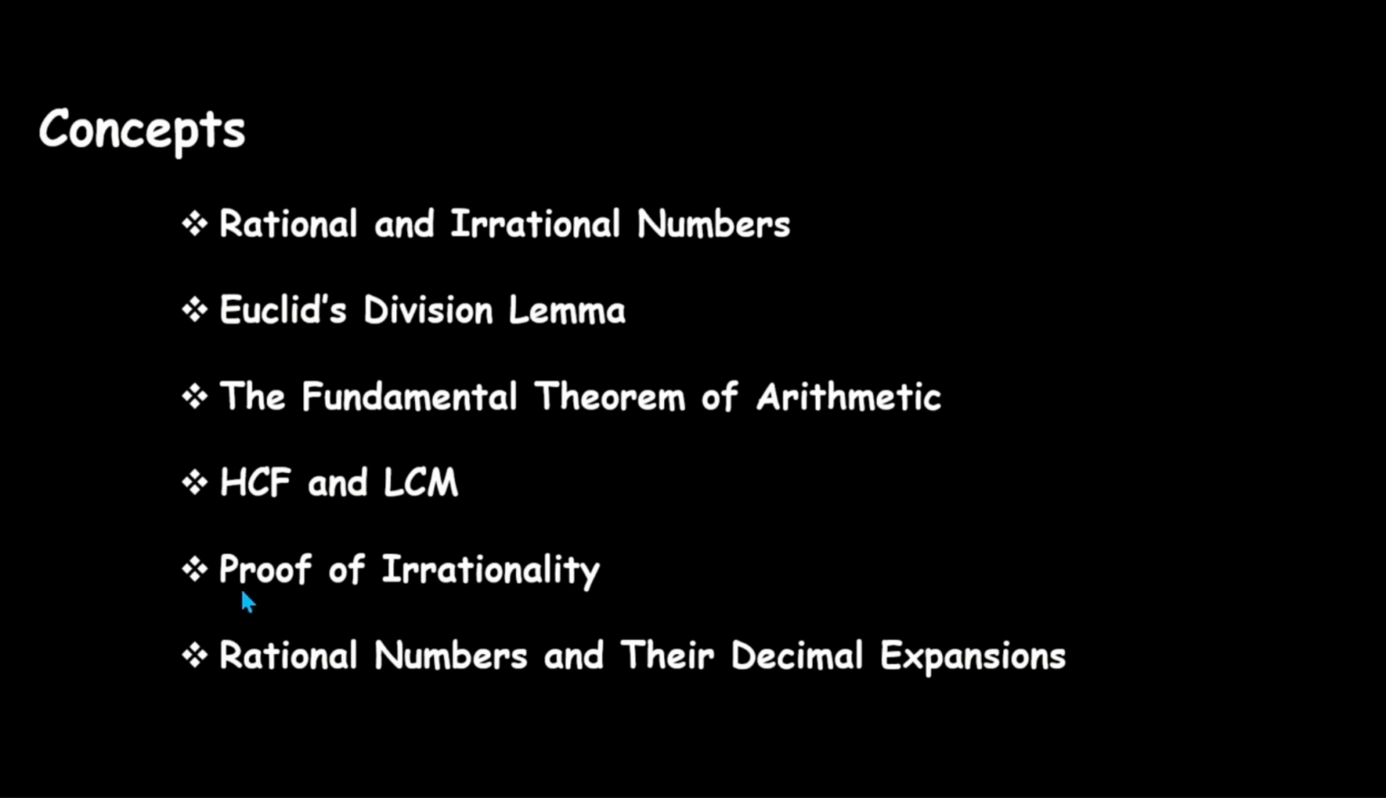Then we'll take a look at proof of irrationality of certain numbers. And lastly, rational numbers and their decimal expansions. Euclid division lemma and rational numbers and their decimal expansions may have been removed from the syllabus, but as mentioned, let's try and go through all these concepts, and they are useful in one way or other in the coming chapters and further studies in mathematics. So, let's go through all of them.